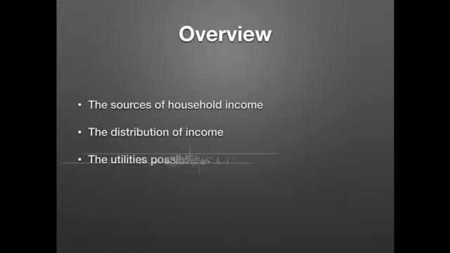Also, this notion of the utility possibilities frontier. All right. Make sure that you realize that, number one, when governments try to redistribute income and wealth, they usually do this in the name of fairness or equity.